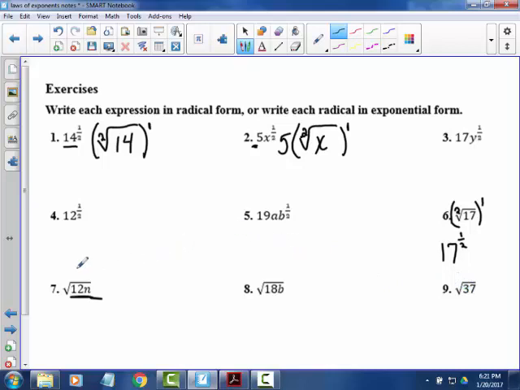Let's look at one more. 12n: there's no number written, so it's an understood 2. The parentheses are gone, so that means there's an understood 1. And so we rewrite it 12n. Now 12n is under the radical, so it's the whole thing to the 1/2 power. Now you need to finish up your worksheet.